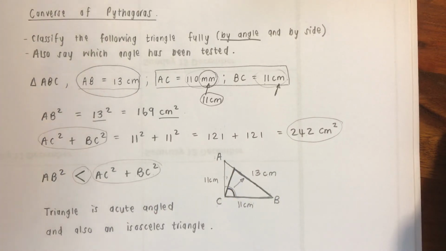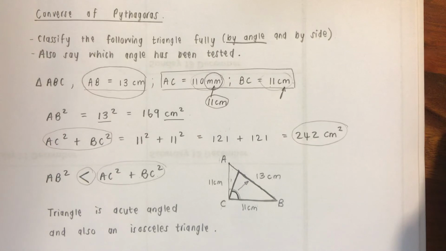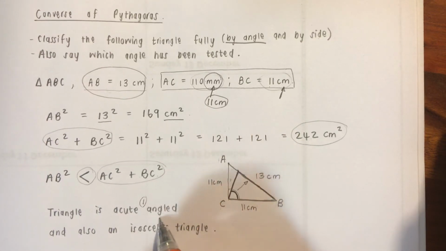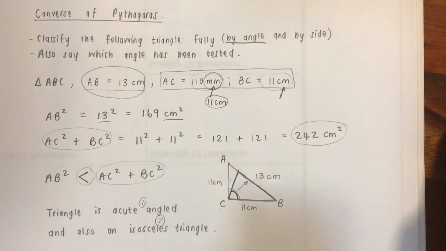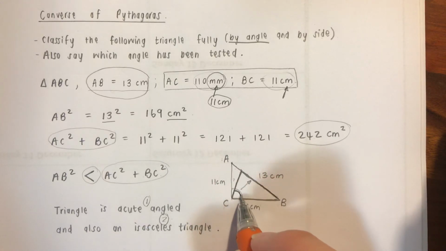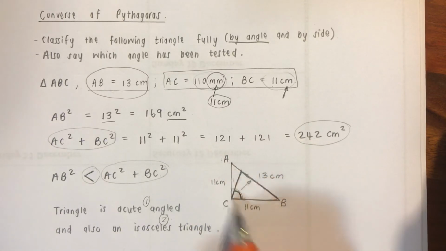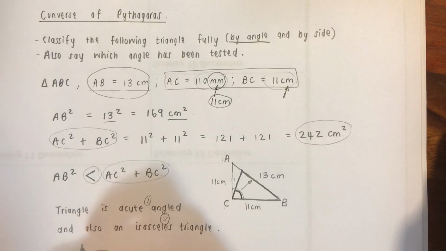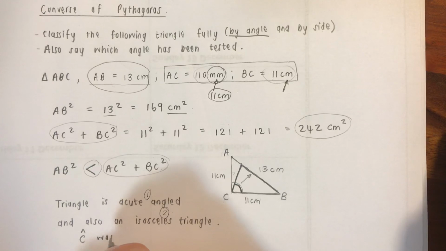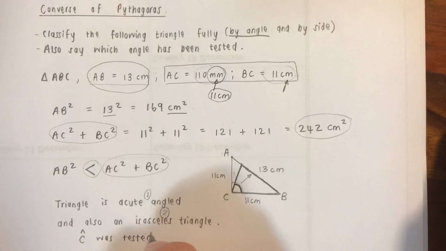Okay, so now we classified it according to angle and according to sides. And then we also need to say which angle has been tested, and that was angle C, remember? That's why this rough sketch is very important to identify which angle is being tested. So you say angle C was tested. These two points are also very important.